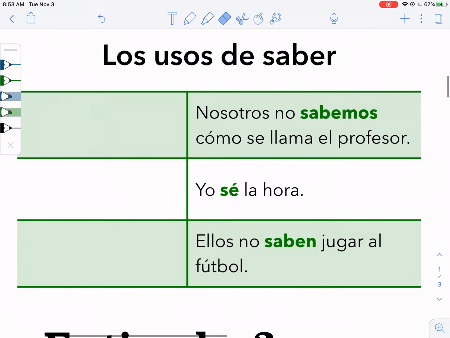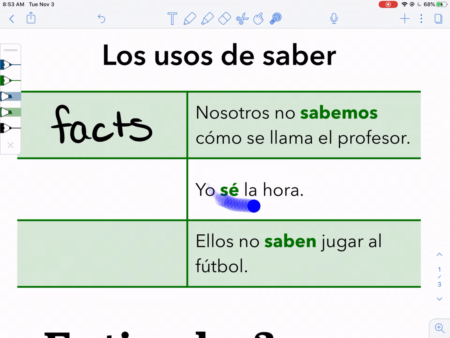When we talk about saber, we use saber in a sentence like nosotros no sabemos cómo se llama el profesor. We use this for facts. We don't know what his name is. We also go sé la hora, I know the time. This is a piece of information.